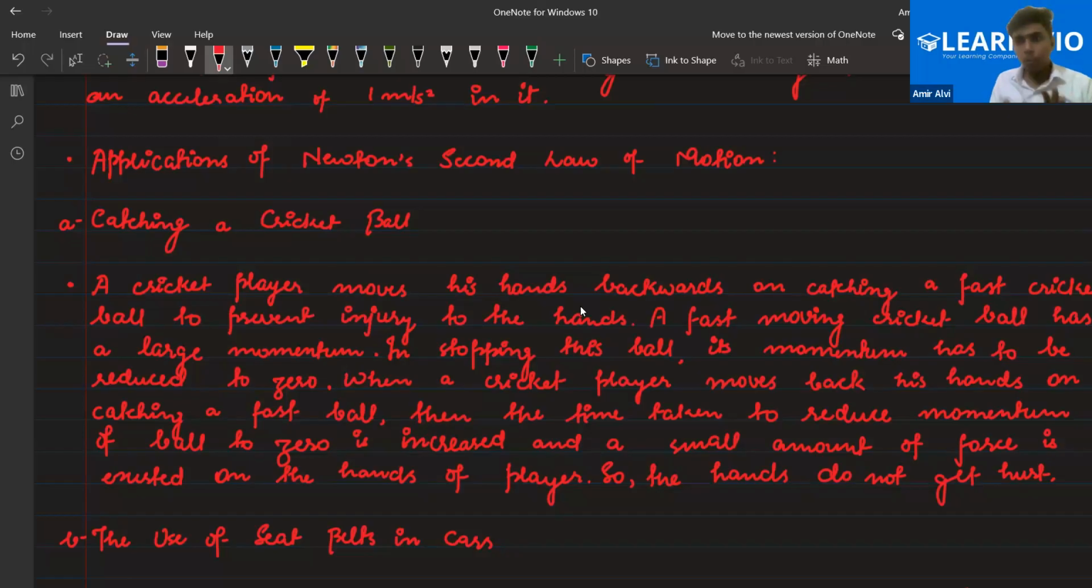When you catch it, the ball will stop. So the change in momentum would be the initial momentum of the ball minus the final momentum. As you can see, a fast moving cricket ball has a large momentum. In stopping this ball, its momentum has to be reduced to zero. A cricket player moves his hand backward on catching a fast ball to increase the time to reduce the momentum. If you increase the time to reduce the momentum, this is the equation.